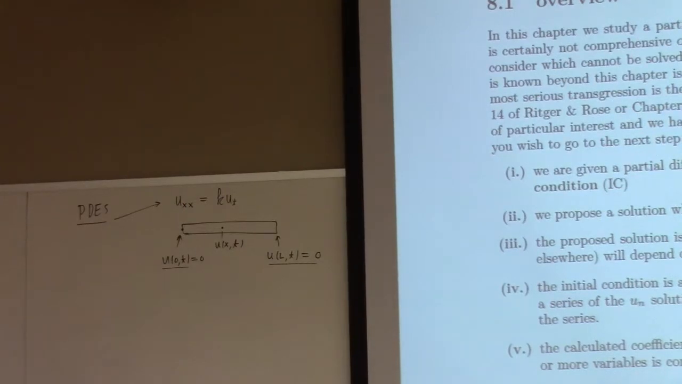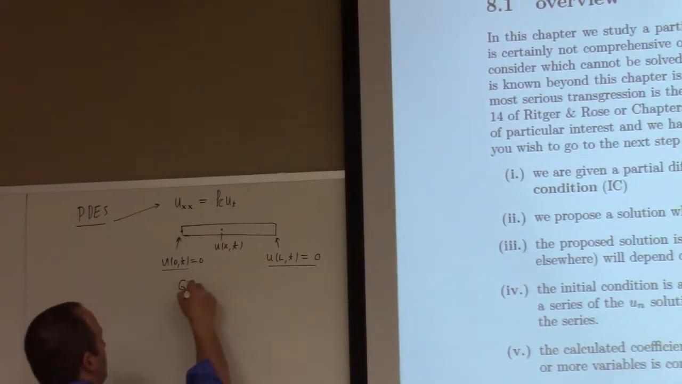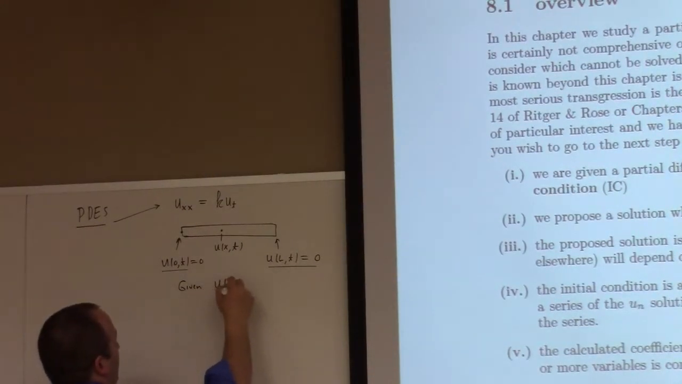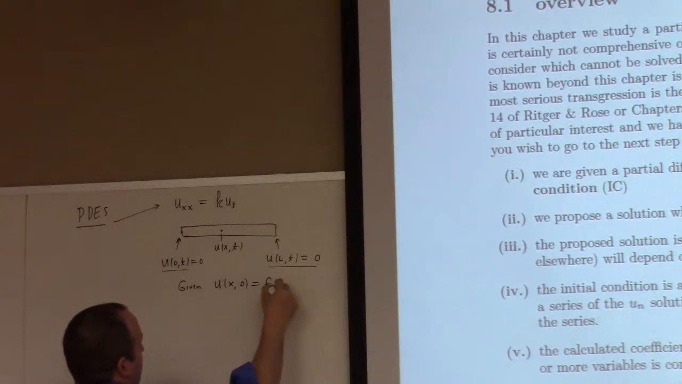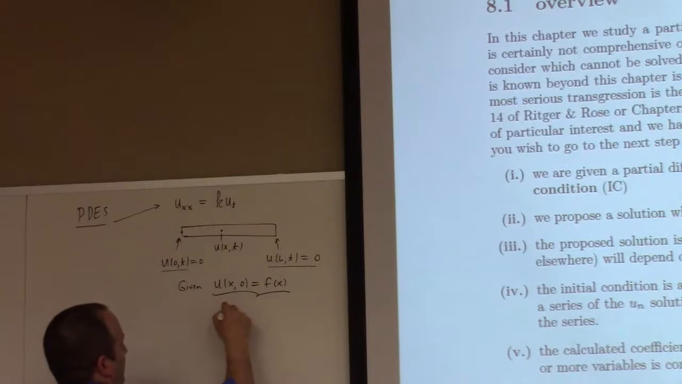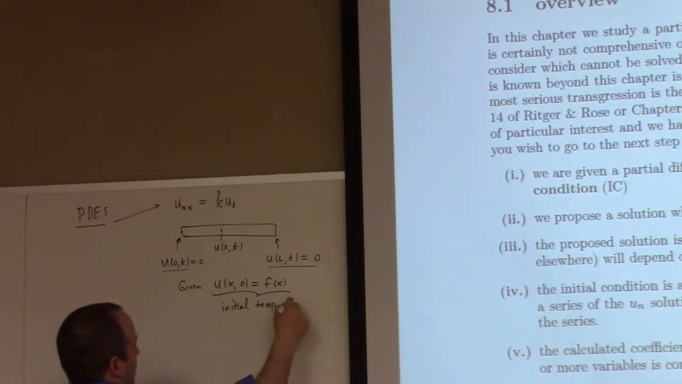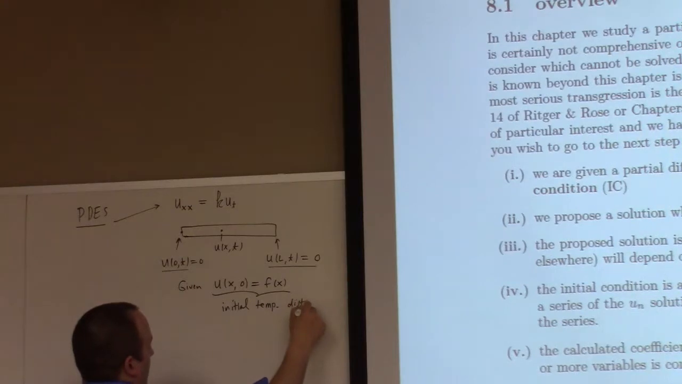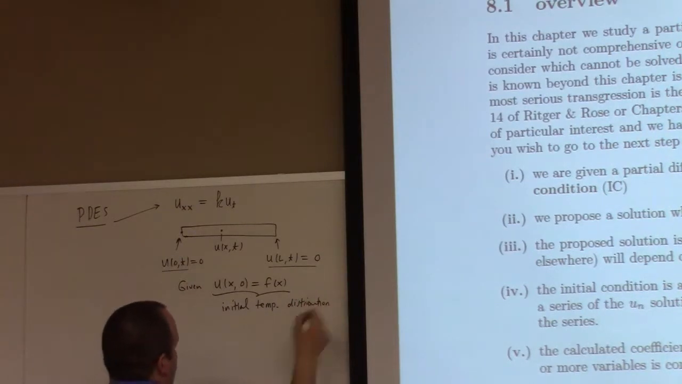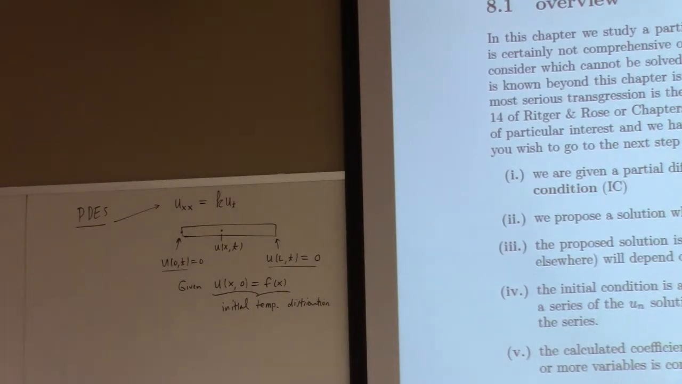And then you'd also have to be given u of x comma 0 equals f of x. So this would be the initial temperature distribution. So for these heat equations, you have a set of boundary conditions and an initial condition. You have to solve for both with respect to the heat equation.